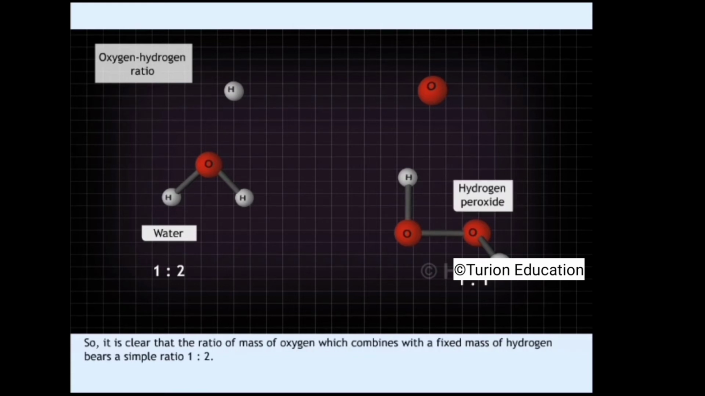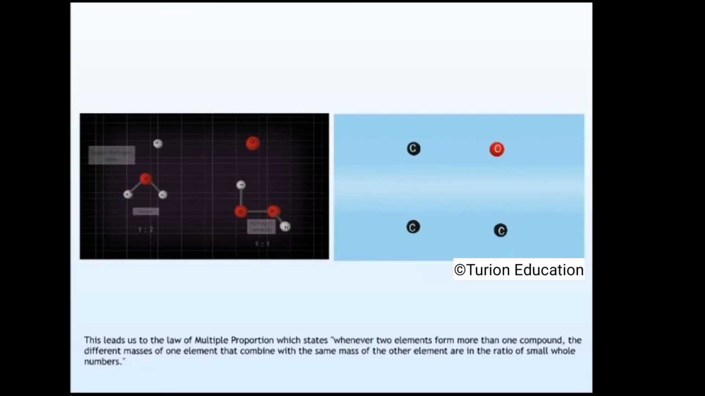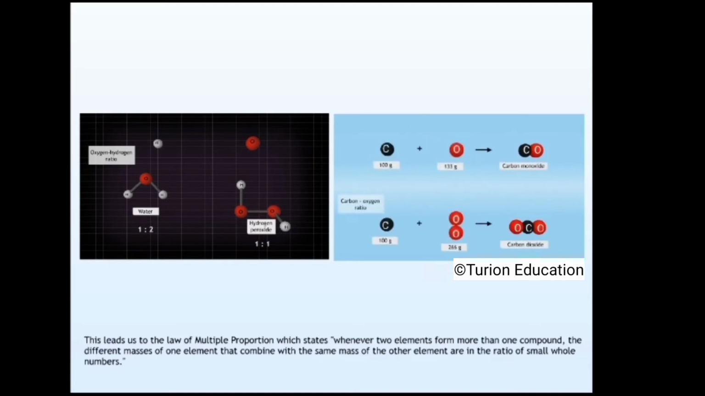In water, hydrogen and oxygen combine in the ratio 2:1, and in hydrogen peroxide, they combine in the ratio 1:1. So, it is clear that the ratio of mass of oxygen, which combines with a fixed mass of hydrogen, bears a simple ratio of 1:2. This leads us to the law of multiple proportion, which states, whenever two elements form more than one compound, the different masses of one element that combine with the same mass of the other element are in the ratio of small whole numbers.